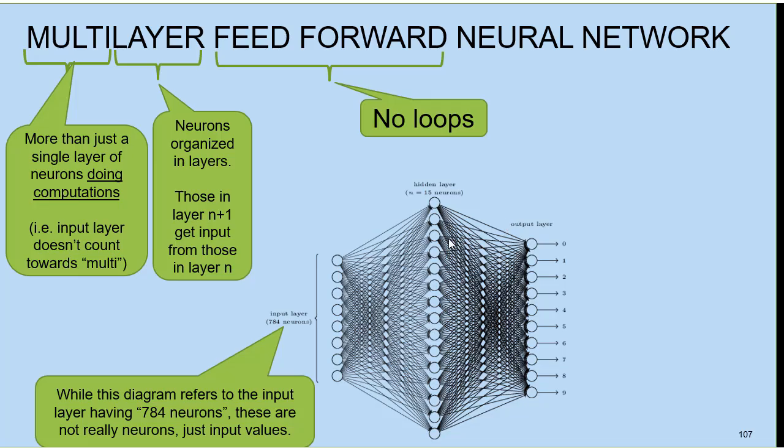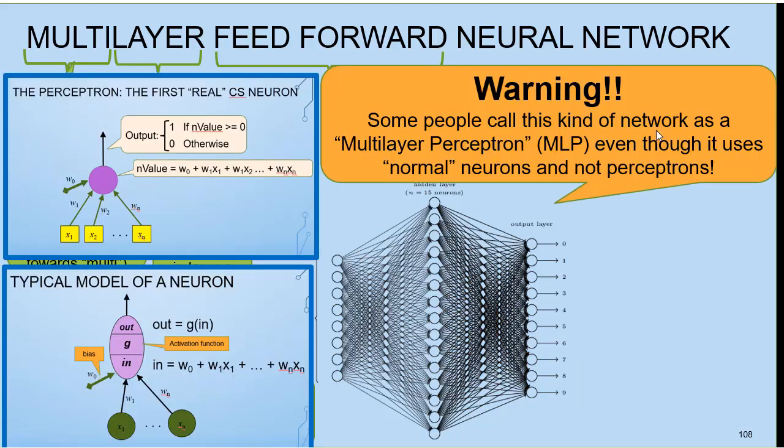Multi-layer means that there are more than just a single layer of neurons doing the computations, and the input layer doesn't count because they're not really neurons. We talked about what people mean by layers, and feed forward just means there aren't any loops in this geometry. It's always moving forward. And again, people are very loosey-goosey with the term perceptron. Some people say multi-layer perceptron, even though this is using normal neurons and not perceptrons.